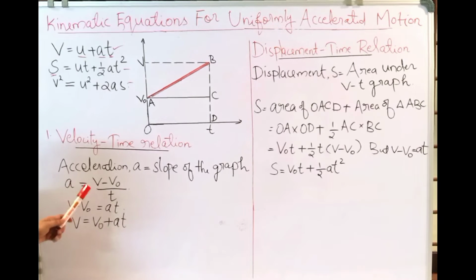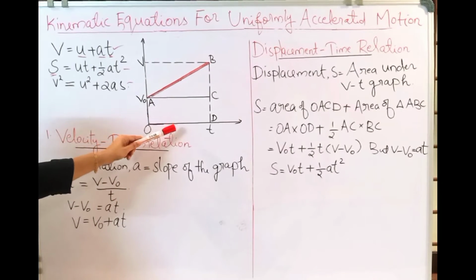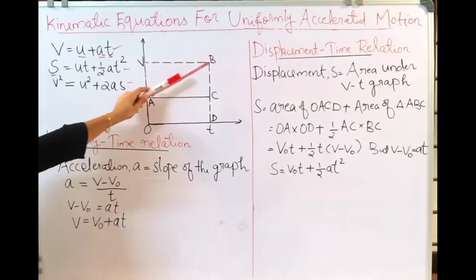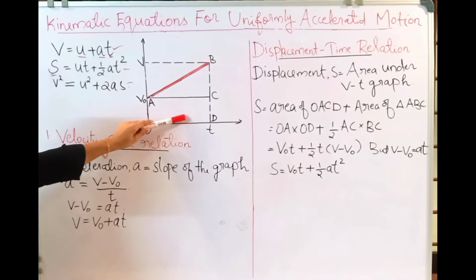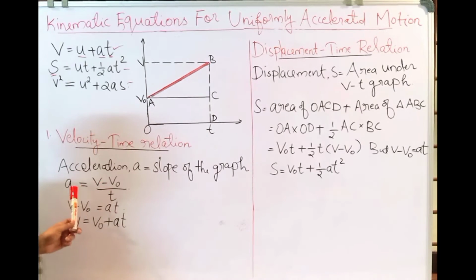So once again I will repeat. First of all we have to find the velocity time relation. For that we are finding the acceleration from the velocity time graph. Okay, so the slope of the velocity time graph will give acceleration. For that what we will do?